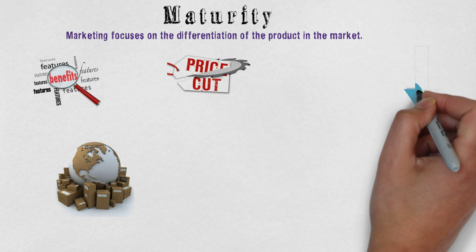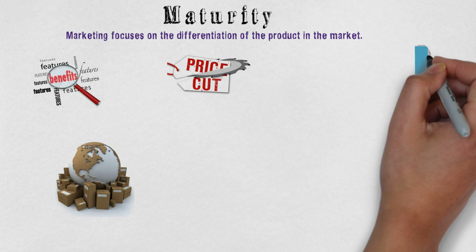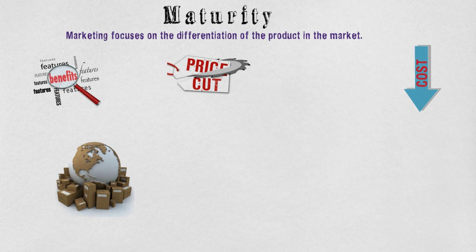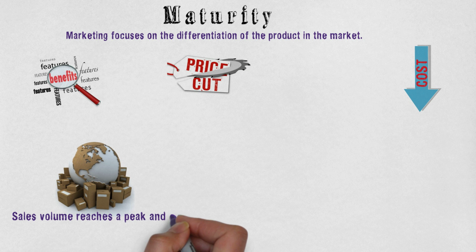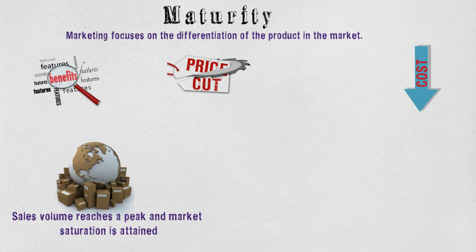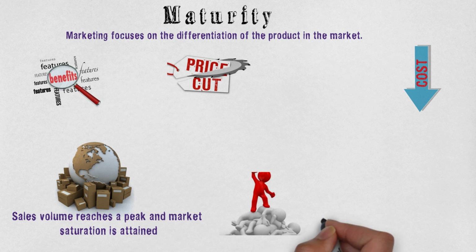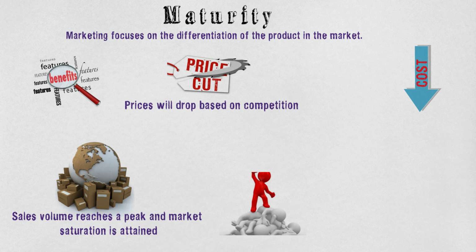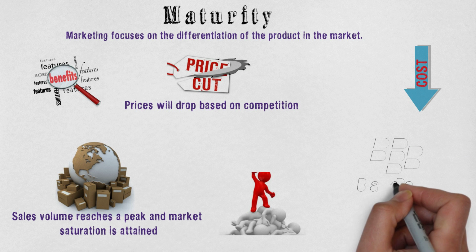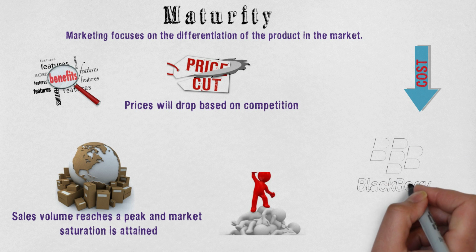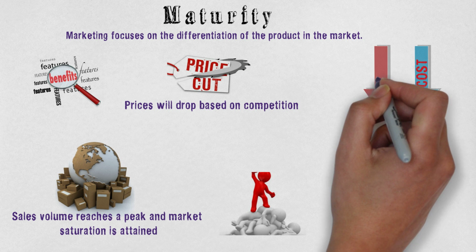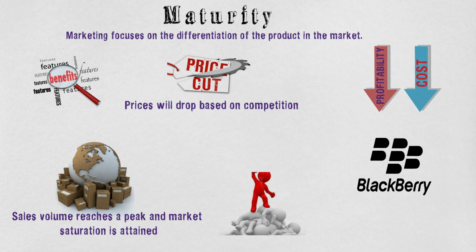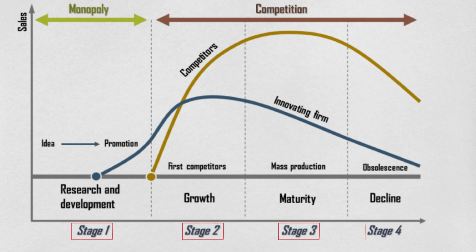At the point of maturity, costs decrease to reflect rising sales volumes and the experience of the business in producing the product. Sales volume reaches a peak and market saturation is attained. Further competitors enter the market. Prices will continue to drop based on competition. Brand differentiation and product diversification becomes a possible strategy to protect market share. Profitability begins to decline. As stated in the previous section, BlackBerry was unable to innovate or initiate a successful brand differentiation, hence it lost its market share to competitors.